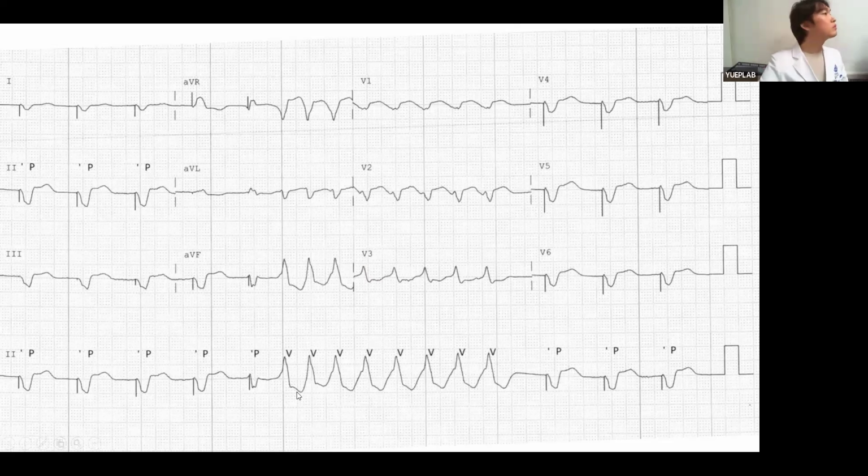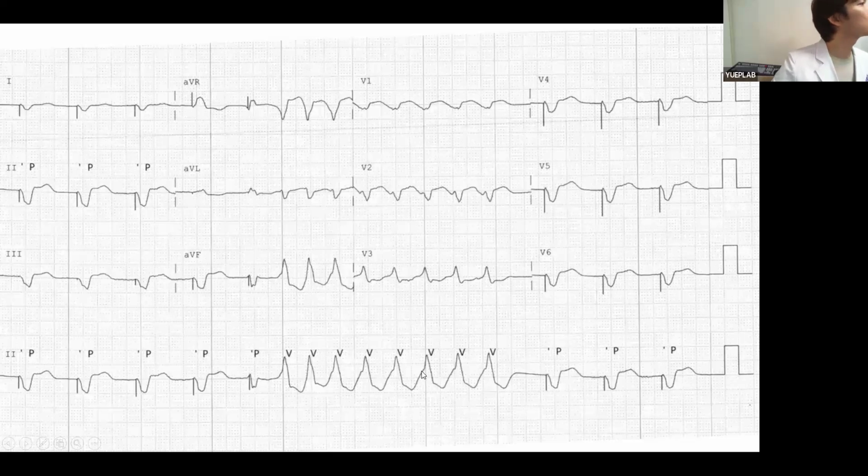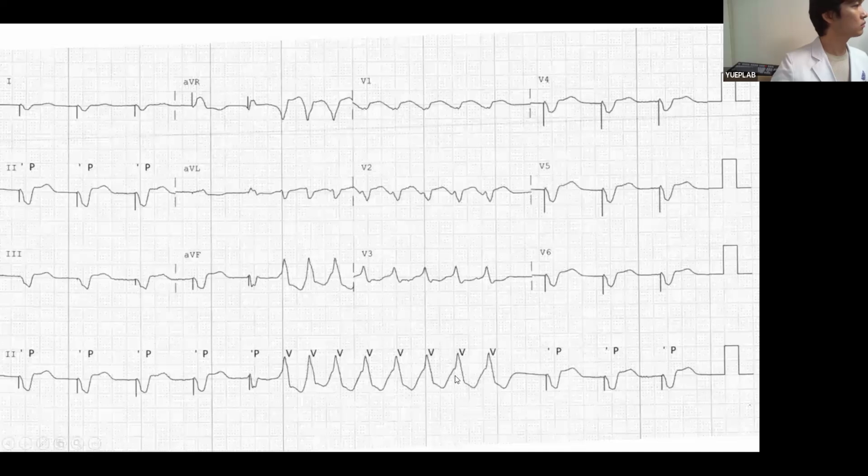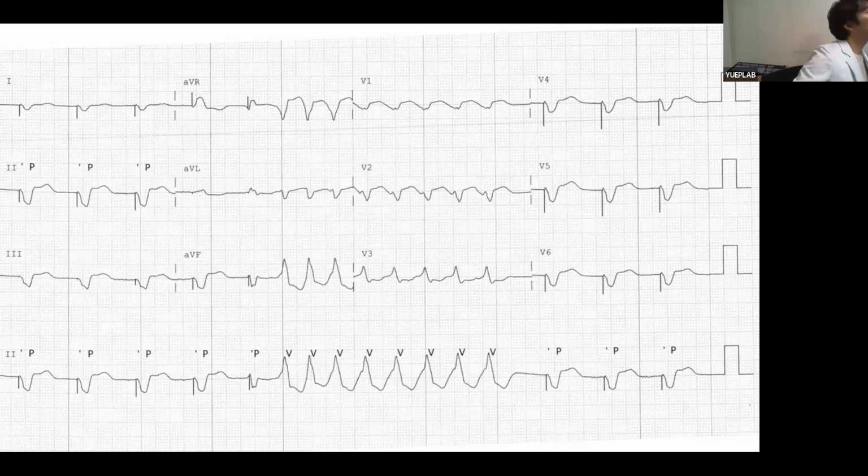No, this is P and P. Yeah. I don't think, if it is really P, it is not AV dissociation. You point to P at every down wave onset. So there is no visible P wave and atrial pacing. We just see the wide QRS complex preceded by ventricular paced rhythm.